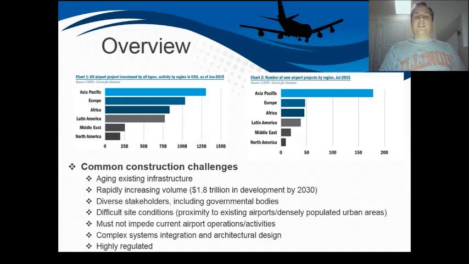Common construction challenges include aging existing infrastructure, rapidly increasing volume, diverse stakeholders, and a very common one is difficult site conditions. Many times, airports are required to be built in or around very densely populated areas where there may not be space for an airport. However, as a city grows, the demand for more air traffic and airport space becomes greater and greater. Therefore, engineers often have to find very creative ways to find places to put airports.